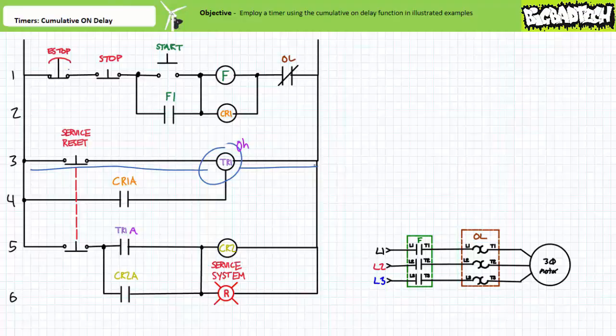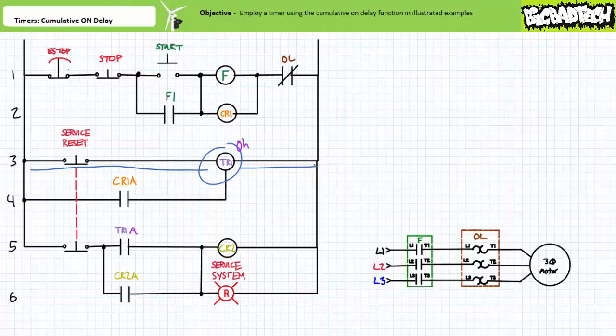Applications of the cumulative on-delay function are numerous. However, they all generally behave in this fashion. Only after the controlling input has been energized, continuously or discontinuously, for the adjustable delay period, do the associated contacts change states. Alright, that is that for this lecture.